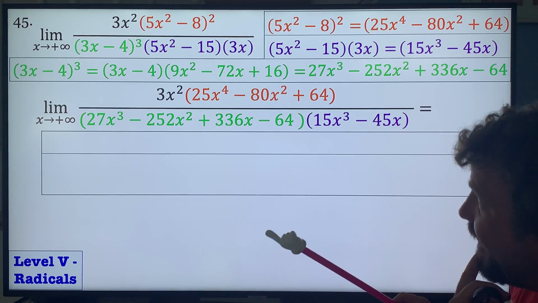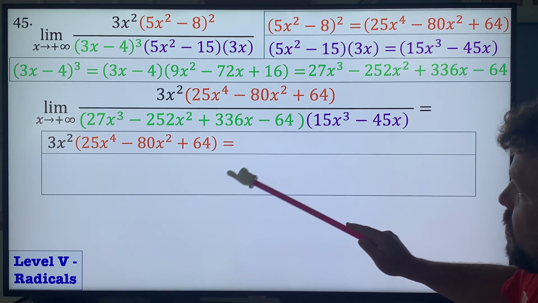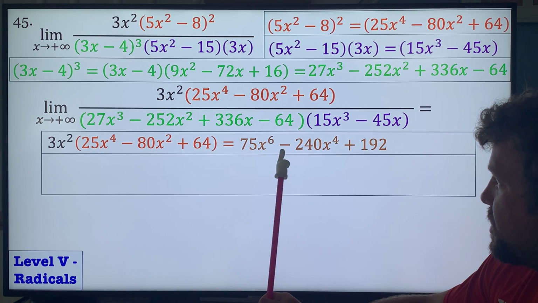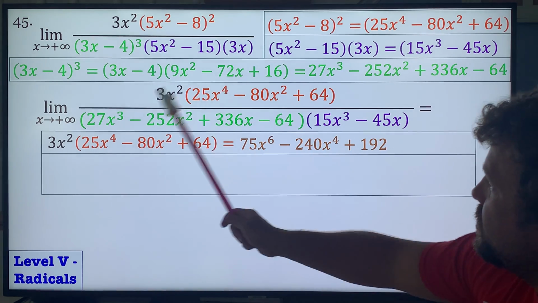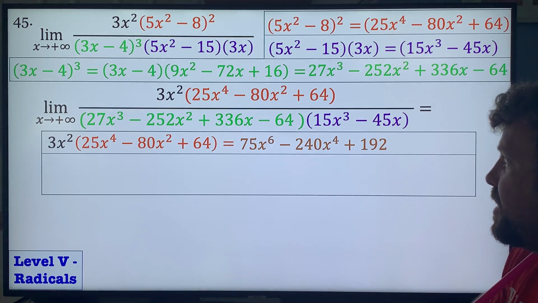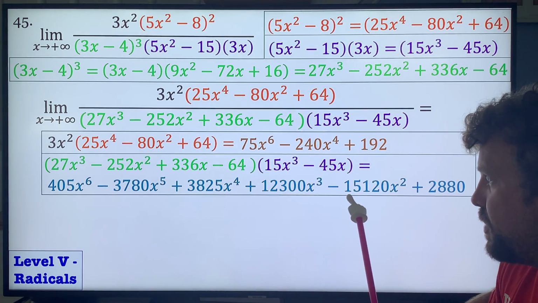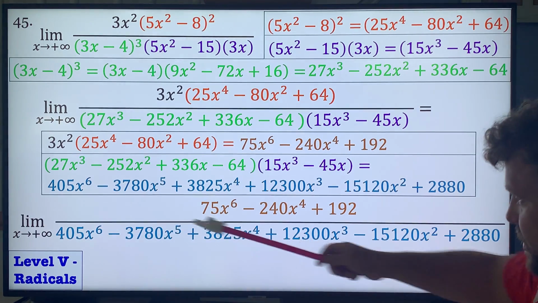Alright, now you have to distribute the 3 in to all those. When you do that, you get 75x cubed minus 240x to the fourth plus 192. And then you're going to have to distribute the 15 to all these, distribute the 45 to all these. Now, let me tell you something. That gives you this big number. Do you have to do all this? And it gives you this.